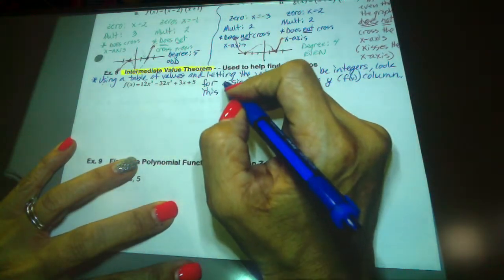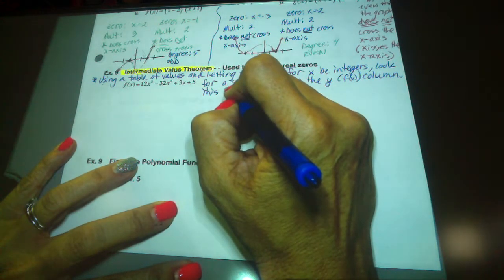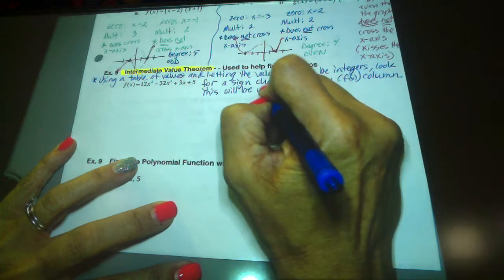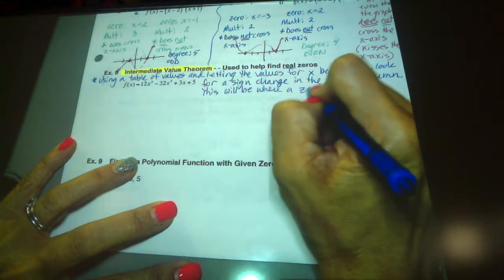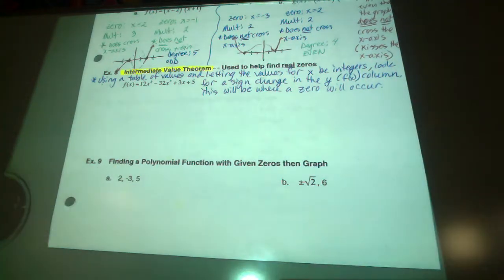Do you know what the word denotes means? This will be where a 0 will occur. So although we're looking at the y value in the table of values for sign changes, and I'll show you why that is in a minute, the 0 occurs between the x values because the 0 occurs on the x-axis.